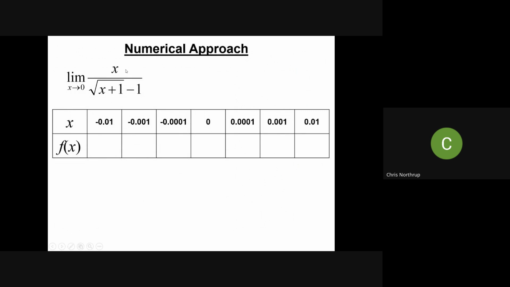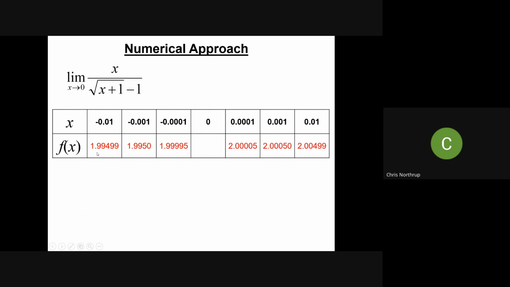So a numerical approach, I'm given a limit. X is going to 0. Here's my function. I made a table of x values there. You'll notice here my x's start at -0.01 and they get smaller and smaller as they approach 0 from the left. And then I do the same thing from the right. I start with some number that's getting really, really close to 0. So from the left, if I plug those numbers into my graphing calculator, that's what I got when I plugged those things into this function. And then I did the same thing from the right.